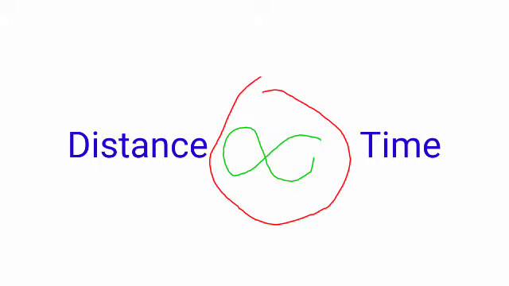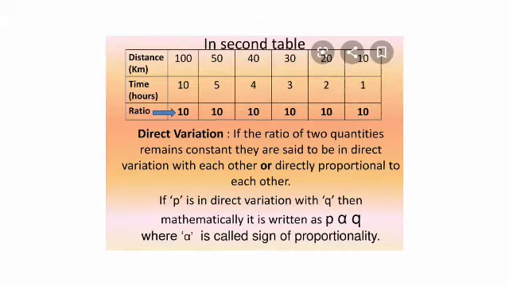Now we have to look at some examples. Here you can see that distance is decreasing, time is also decreasing. So when one increases, the other increases. When one decreases, the other also decreases. So this is the case of direct variation. You can see the proportionality sign. This is the sign of proportionality.